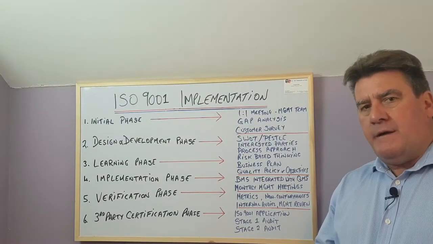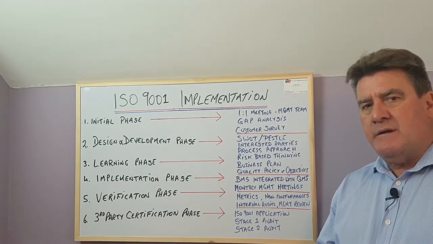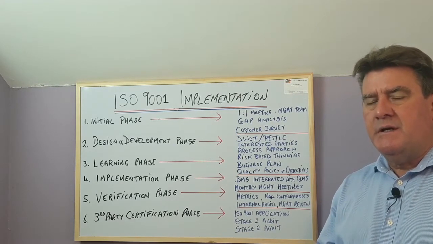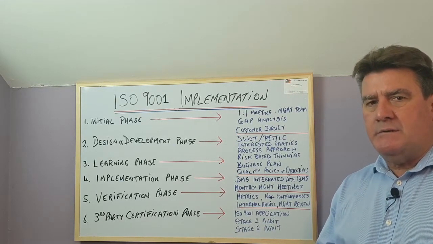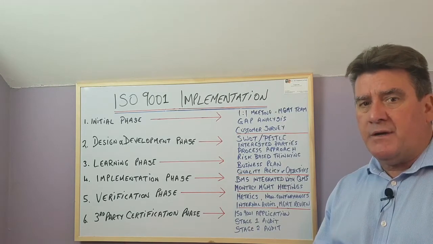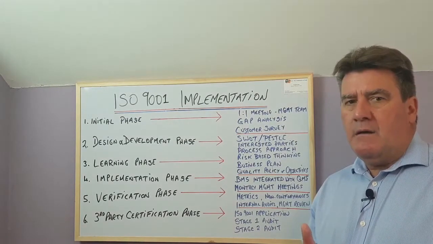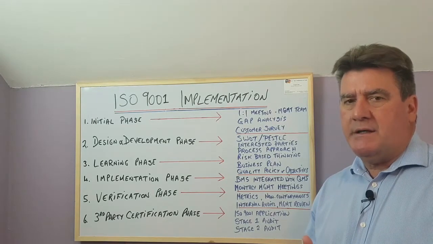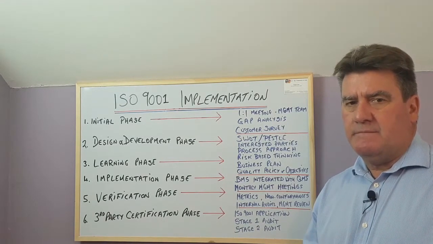The final phase is ISO 9001 2015 certification. This is where we assist organizations with the application process to a third-party certification body who can award ISO 9001 2015 certification. Along with the application process, we also help them with stage 1 and stage 2 registration audits.